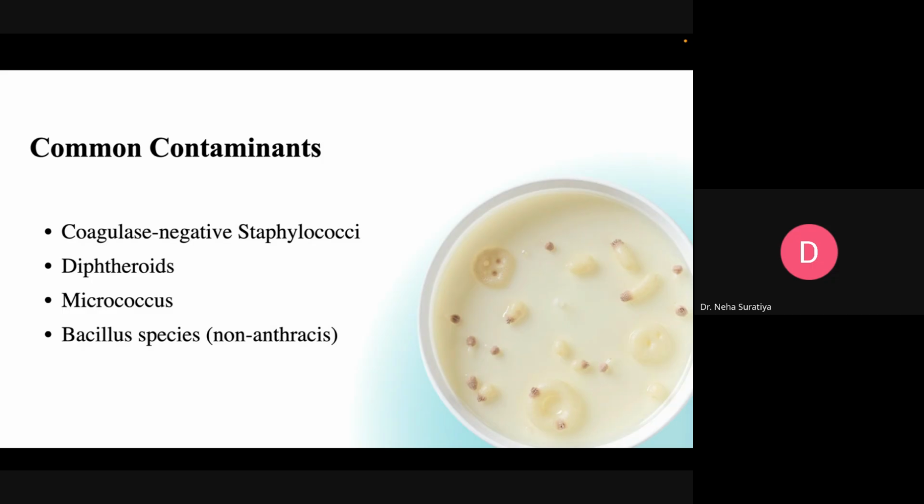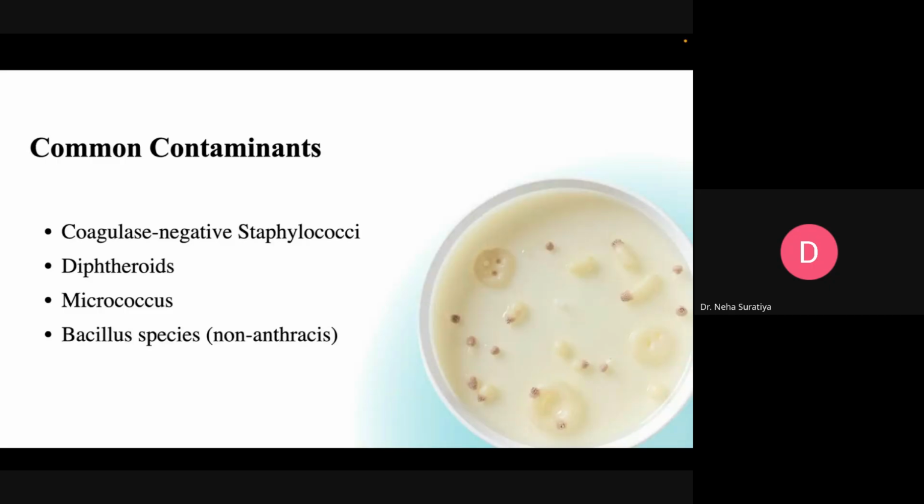रिपोर्ट में कैसे लिखा होता है? CONS. CO means coagulase का CO, negative N and staphylococci का S. ठीक है, so CONS means coagulase negative staphylococci. Also we have diphtheroids. Diphtheroids is also a contaminant. We have Micrococcus contaminants. We have Bacillus species. बैसिलस के बहुत सारे ऐसे स्पीसीज है जो कि कंसिडर होते हैं एज अ नॉन एंथ्रेसिस, मींस दे आर नॉट कॉजिंग द डिजीज इटसेल्फ. ओके, so these are some of the examples to understand these contaminants.